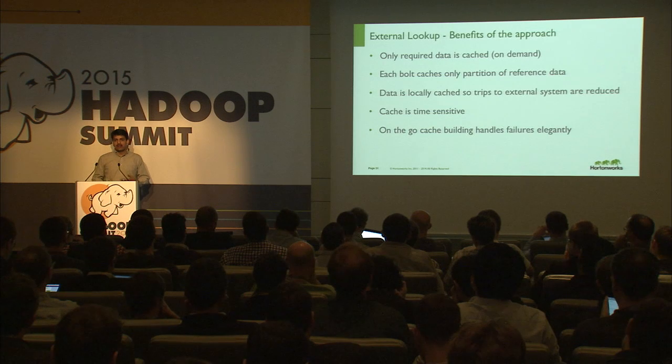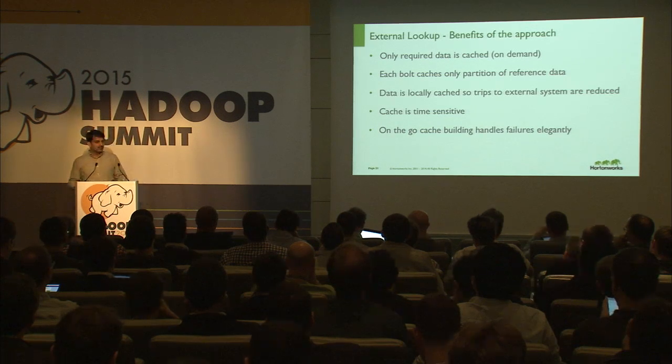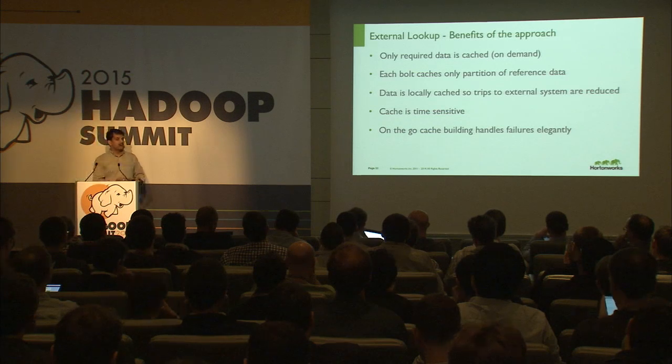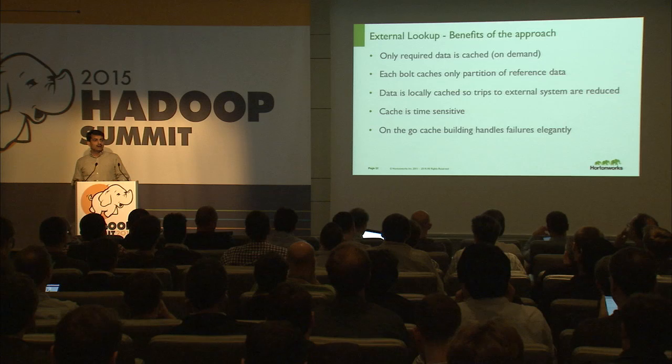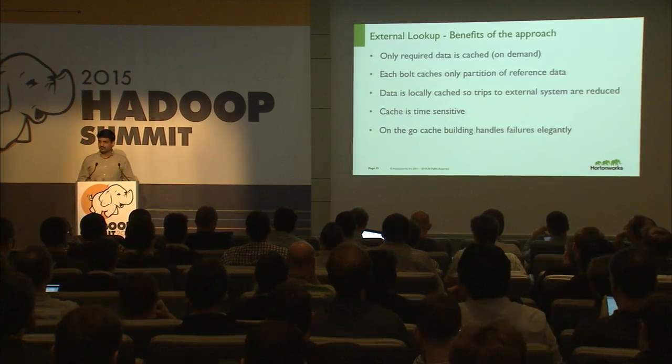So what happens if a bolt dies, if a host dies, or if a JVM dies? It starts somewhere else again. It follows its own natural pattern. Data comes, do I have this data in cache? I don't, I go and fetch it and start building my cache. So you don't have to do anything explicitly to handle failures. This just gets automatically addressed.